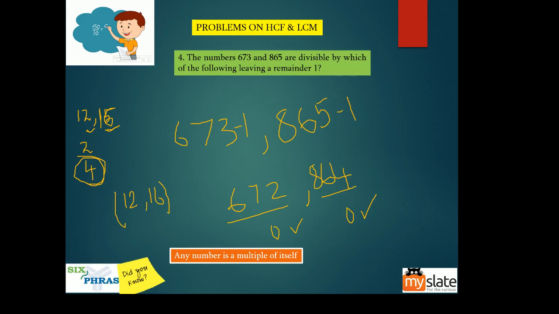Yes, you can divide this by 1, you will get remainder 0. You can divide this by 2 or by 4, and you will get remainder 0. So this is actually 12 and 16. You take 4 out, you will get 3 comma 4. So this 4 that we are looking for is the HCF. So find the HCF of 672 and 864. Then you will get your answer.